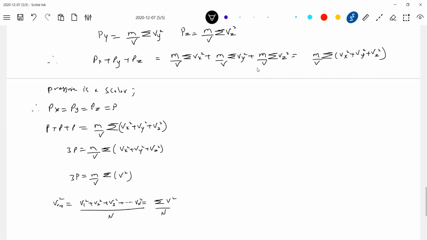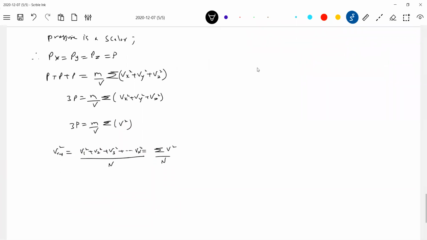So this will become summation of v square. Summation of v square, what can you write? N vrms square. Okay, this will become n into... Now, what do you mean by n? Number of molecules it is. So therefore, the final expression will be 1 by 3 m n.